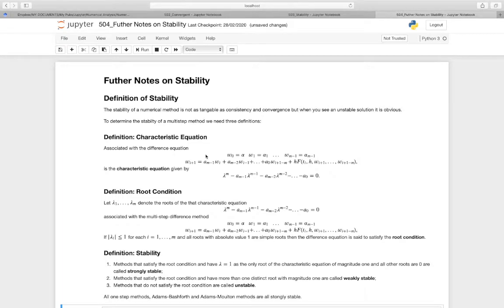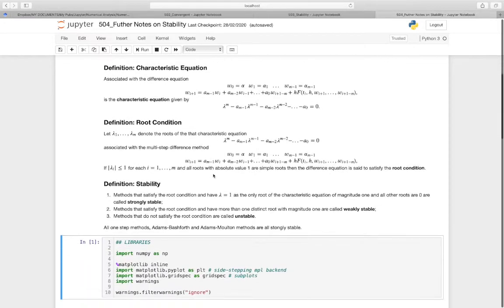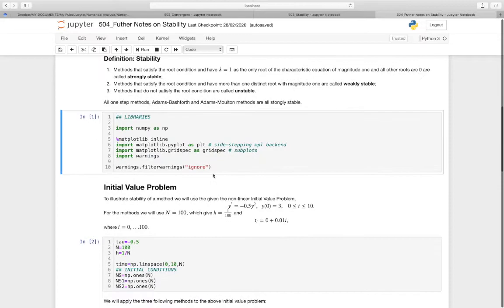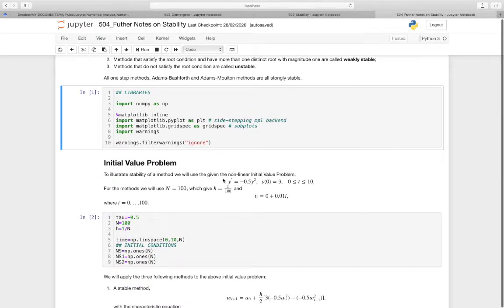In this video, I'm going to illustrate further notes on stability. Once again, the same definitions. We need to look at the characteristic equation of our difference equation. And actually, in this video, I'm going to use a slightly different initial value problem. It's a non-linear one, just because it helps with looking at oscillations.